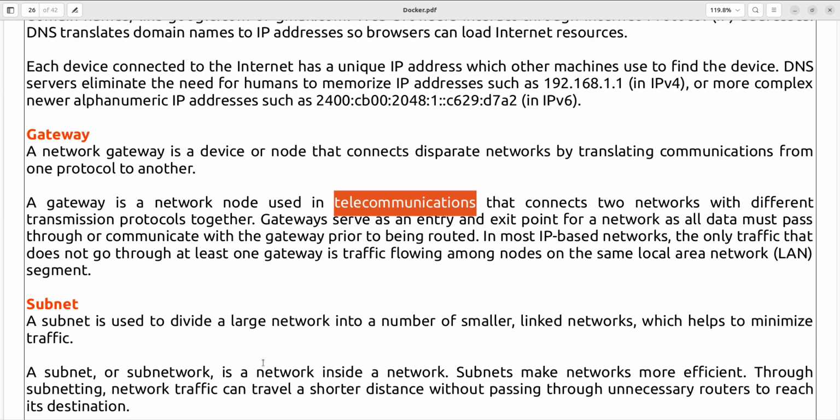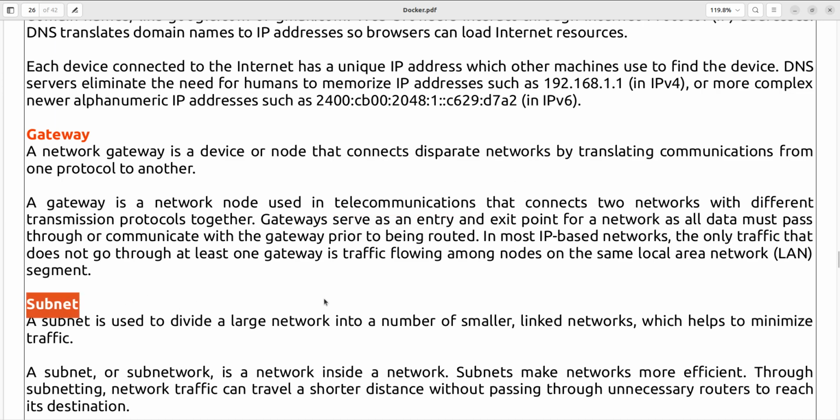Suppose my gateway IP address starts from 50.40.0.1. Then the other computers' IP addresses should come within that range only: 50.40.0.2, 50.40.0.3, 0.4, like that. That is the job done by the gateway. Gateway is the entry point of a LAN network.